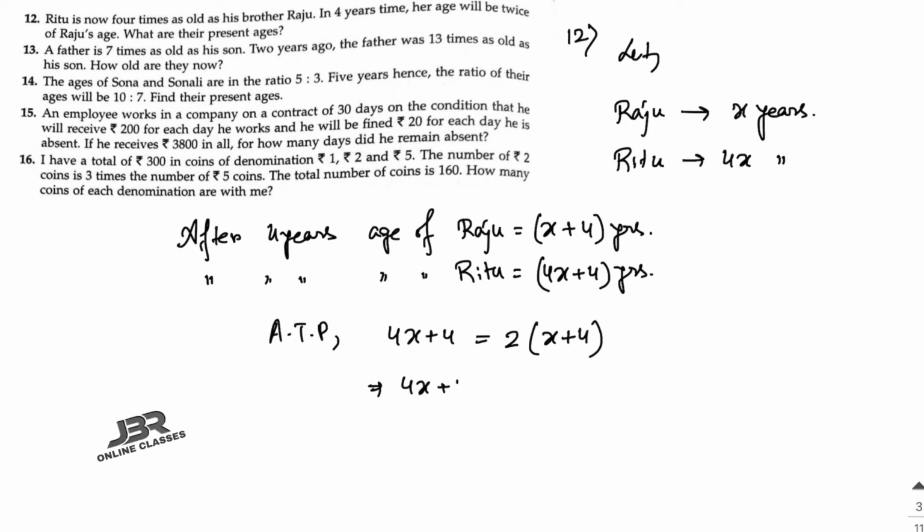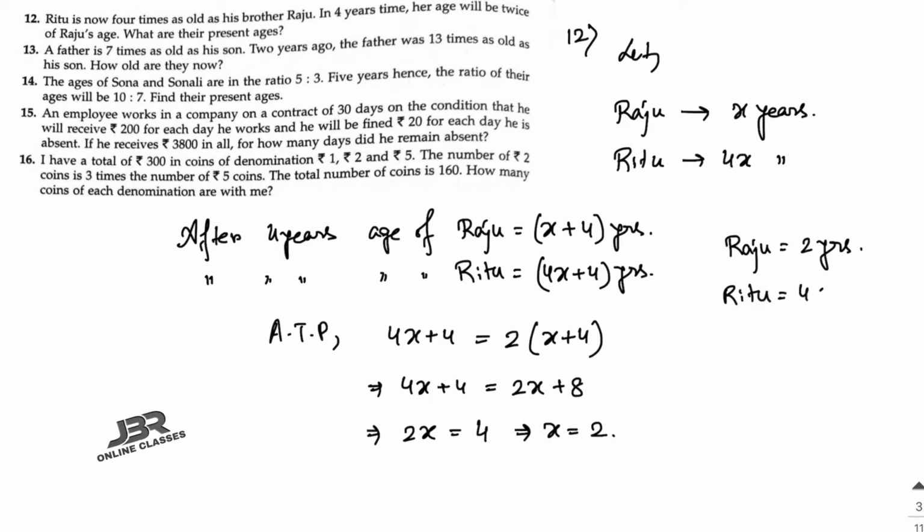So 4x plus 4, here multiply with 2, 2x plus 8. So now 4x minus 2x, that will equal to 2x. Here 8 minus 4, that will equal to 4. That means here x equal to 2. Okay, so here the present age of Raju is 2 years, and present age of Ritu, 4 into 2, it's 8 years as your answer. Okay, I hope it's clear.